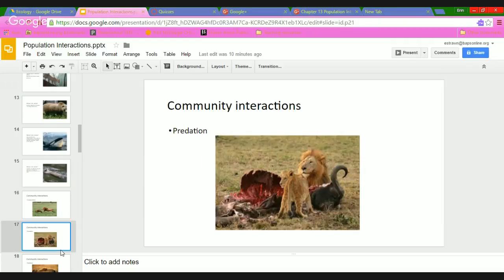Here you can see that these lions are enjoying a tasty wildebeest. This is called predation. It's the act of catching prey.